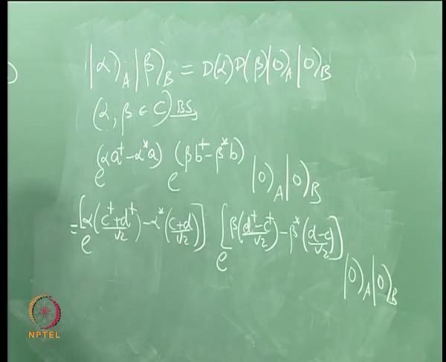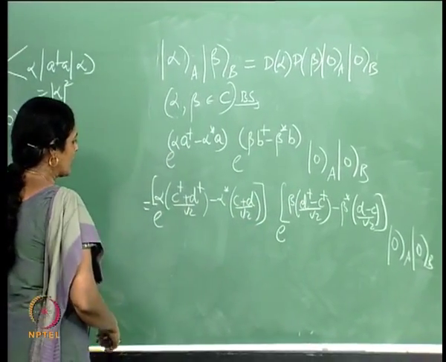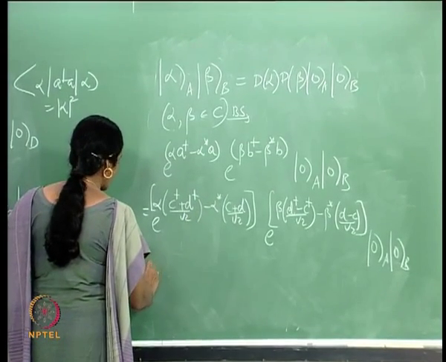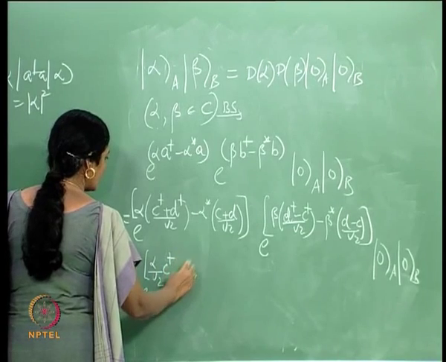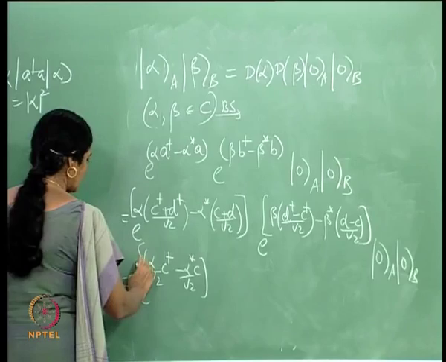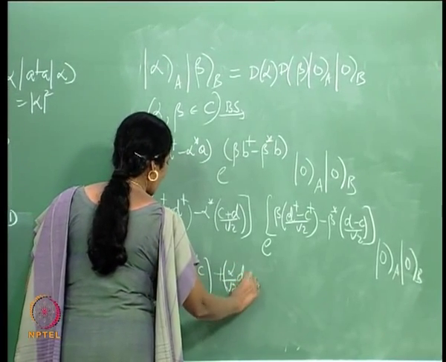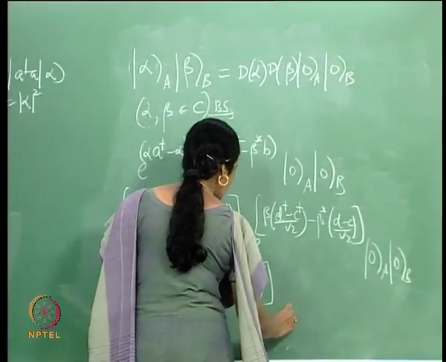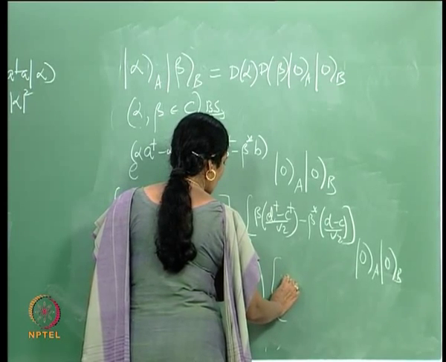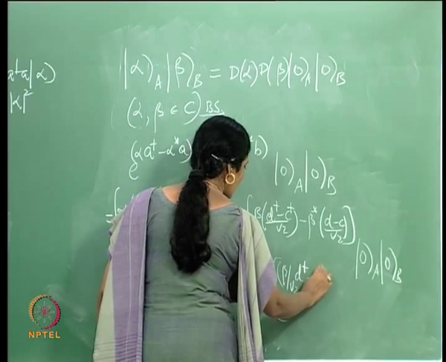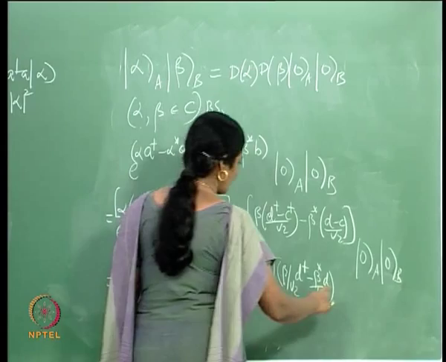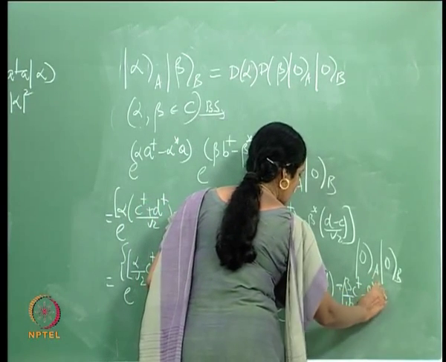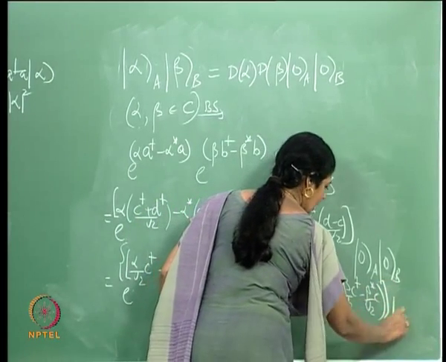Now, it is clear that these two objects do not commute with each other. But I could use the following. I could use the fact, I can now group terms, for instance. This is e to the alpha by root 2 c dagger minus alpha star by root 2 c plus alpha by root 2 d dagger minus alpha star by root 2 d. That is what I have in the first exponent. The second exponent has e to the beta by root 2 d dagger minus beta star by root 2 d plus minus beta by root 2 c dagger minus beta star by root 2 c, and this acts on 0 a 0 b.